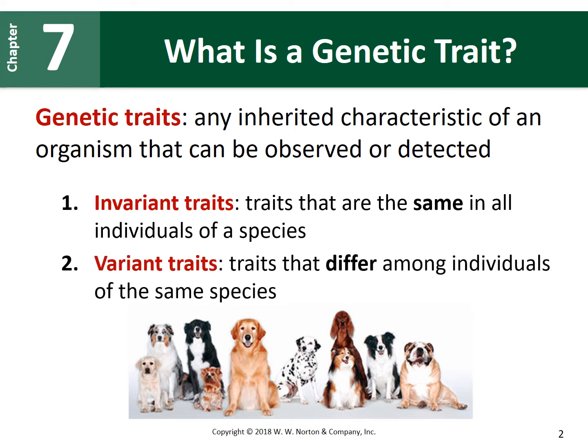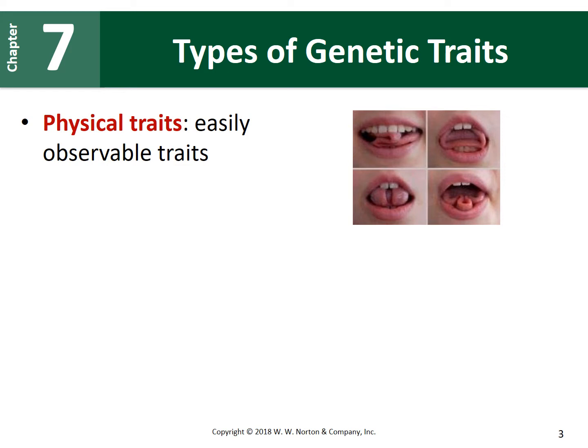In addition to those invariant traits that are the same for all of the individuals, we also have variant traits. These are traits that differ among individuals of that species. So in our domestic dogs, we can have dogs that are large, medium, and small. So that trait differs. Another good example is fur color. We can have dogs with black fur, white fur, brown fur, red fur, spots, different combinations of these colors. So that's another variant trait. So we can have traits that are the same or traits that are different within our species.